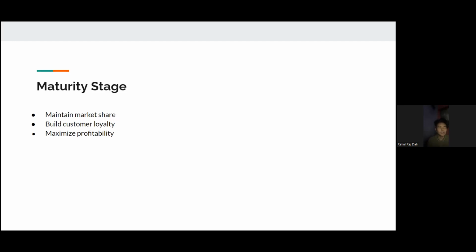And at last, it should also focus on maximizing the profitability at this stage. Worldlink should optimize its pricing strategies to maximize profitability. This may involve adjusting prices based on market conditions or offering discounts or promotions to encourage purchase. And finally, on to the next slide.